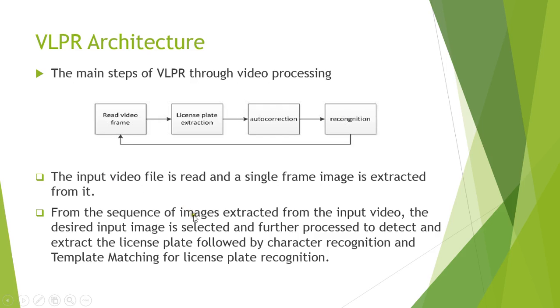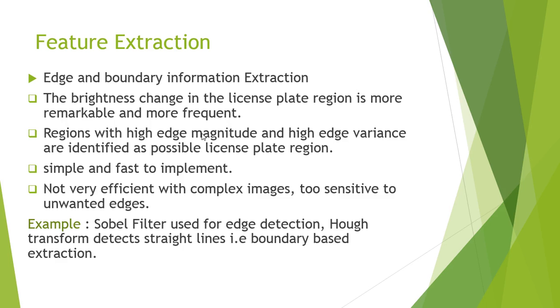From the sequence of images extracted from the input video, the desired input image is selected and further processed to detect and extract the license plate, followed by character recognition and template matching for license plate recognition. So in the license plate extraction step, various feature extraction algorithms are implemented. Some of the feature extraction algorithms used in our application are discussed here.